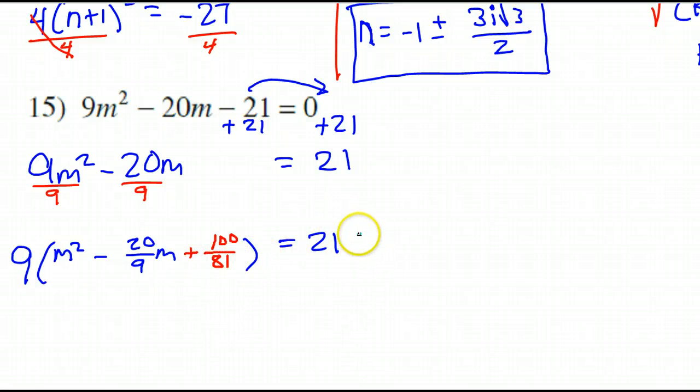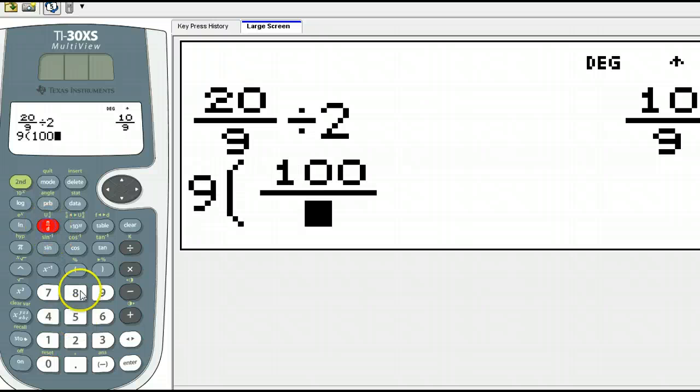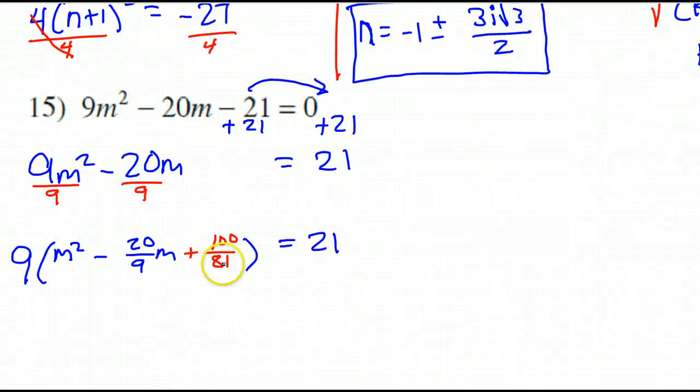Now, I'm not going to add 100 over 81 to both sides. Oh no, I need to multiply this by 9 first. So that's going to be 9 times 100 over 81. So that's 100 over 9. I just do not see how this is going to come out right. So I'm really adding 100 over 9 to both sides.